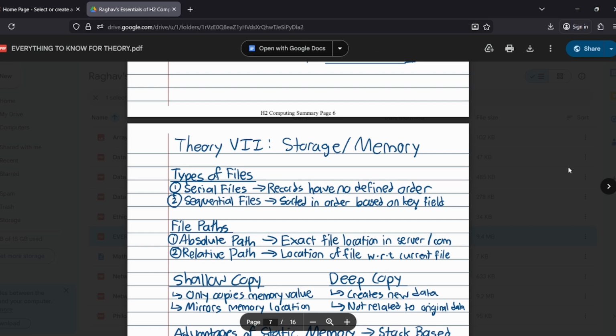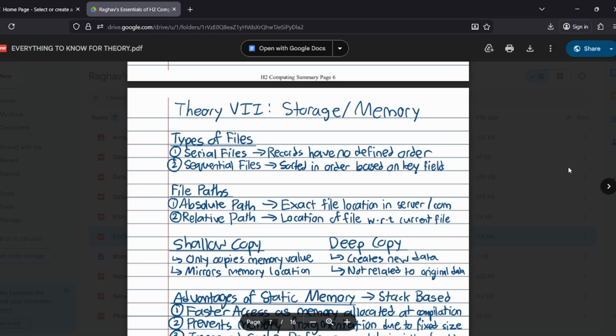Okay, whatever. So this is for storage and memory, right? Firstly, types of files. You have two types, serial files and sequential files. Serial files are records that have no defined order, and sequential files have a defined order. It's that simple. It's just unsorted and sorted.